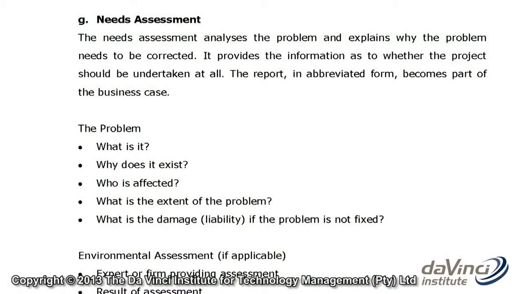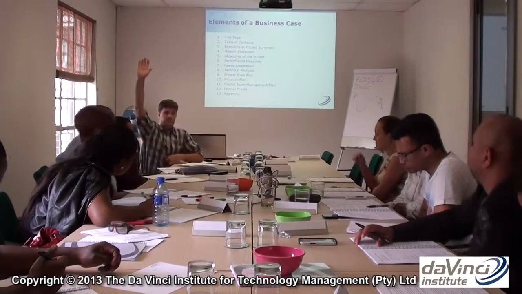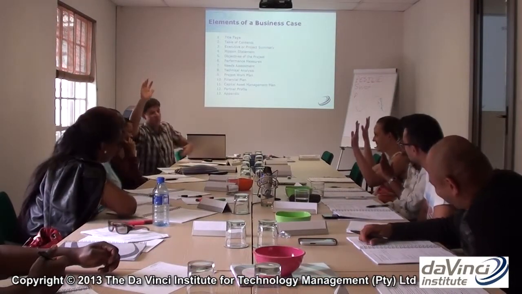So let's read it there. The needs assessment analyzes the problem and explains why the problem needs to be corrected. So coffee machine, why does it need to be corrected? Well, it's going to cost money and you're upsetting the people. So can you relate the upsetment of people back to productivity? Who does not function well with their first cup of coffee in the morning? Okay, it's going to be a serious issue for me as well.